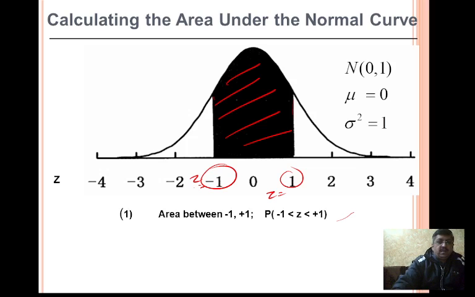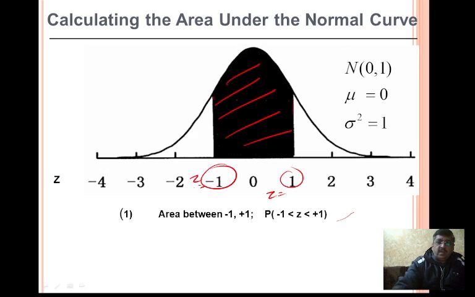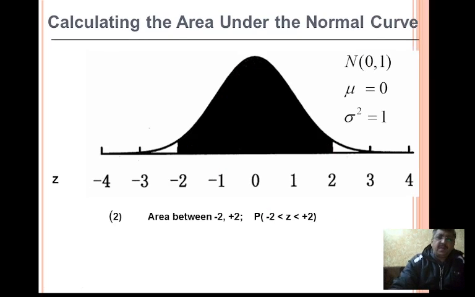Right? Now this is a tricky question, right? We need to find the area between minus 2 to plus 2, or the area between minus 1 to plus 1. I believe it will be easy for you. So let me take this one, minus 2 to plus 2. How will it look, and how will we calculate it? It's all very easy.